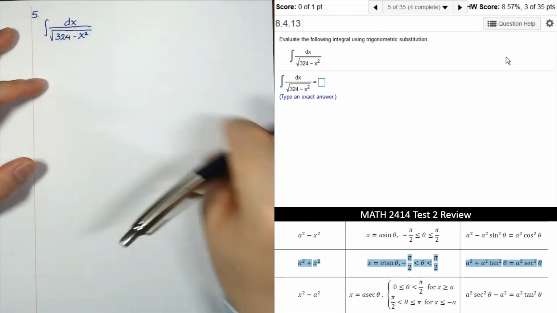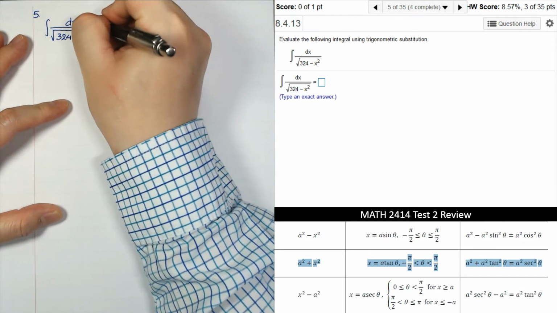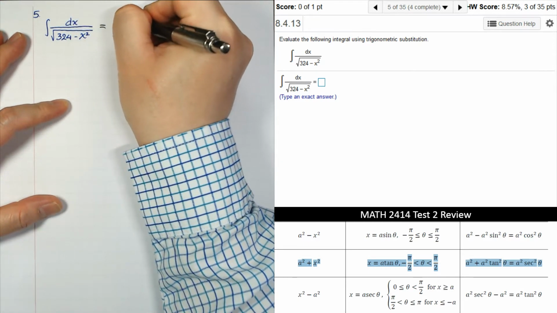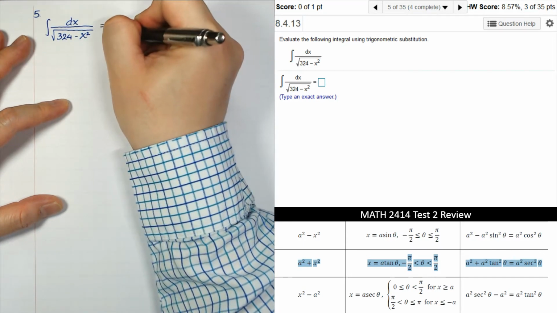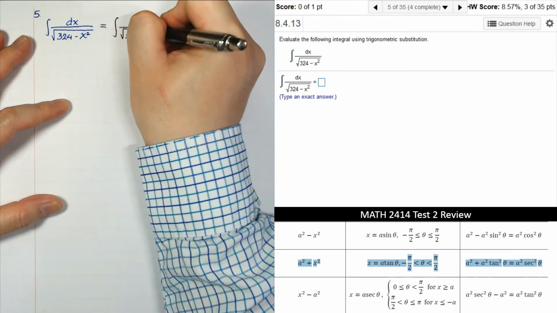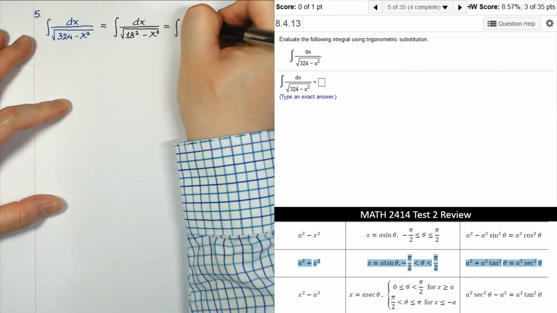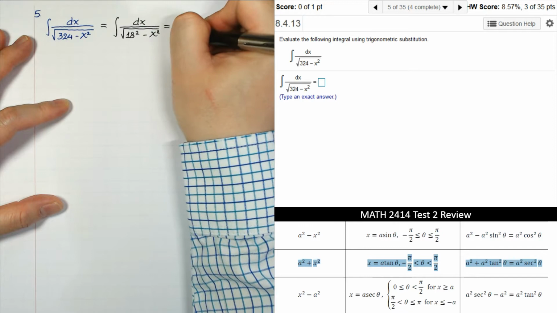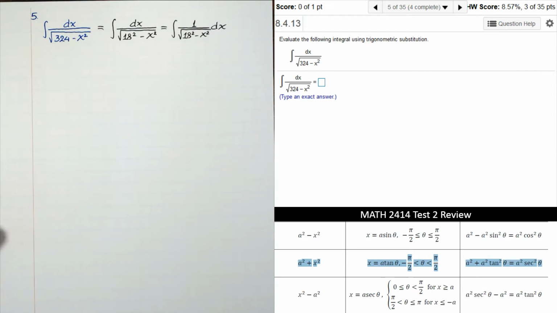Right. Now this problem is from Pearson. I'm not changing anything here. Right, 324 looks like 18 squared to me. It is 18 squared. I will just move the x to the back. We write it like this to make things easier to do.